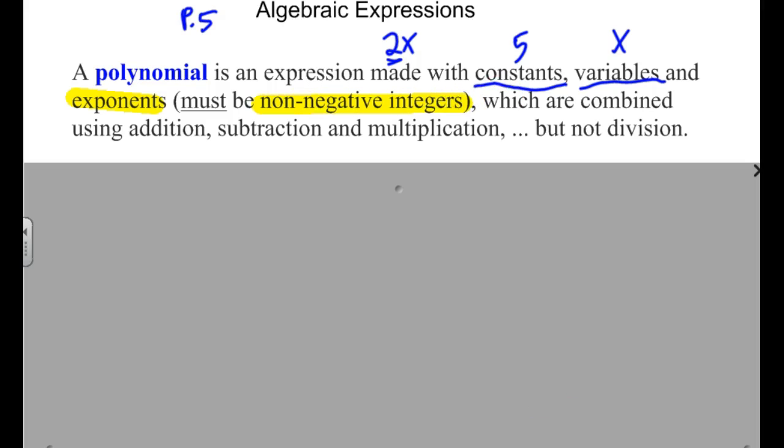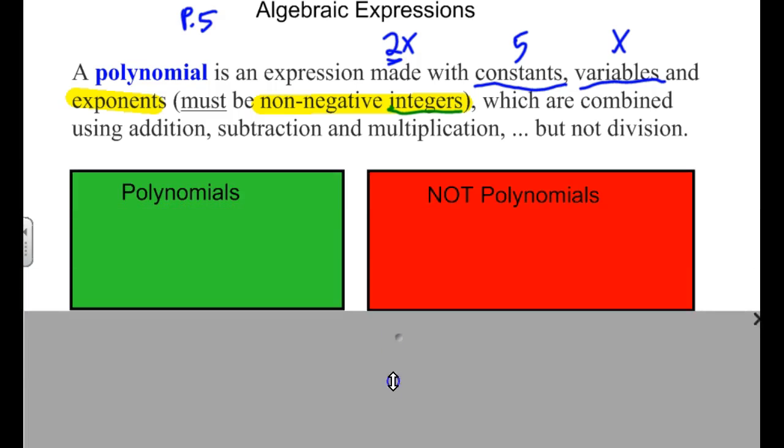So hopefully you know what some of those words mean. Integers like -3, -2, -1, 0, 1, 2, 3, 4. And don't have decimals, they can be positive or negative. When it says non-negative, that means 0, 1, 2, 3, 4, 5. So you can have an exponent of 0, that's okay, but you can't have exponents that are negative, which are combined using addition, subtraction, multiplication, but not division. So if you're dividing, that's not good.